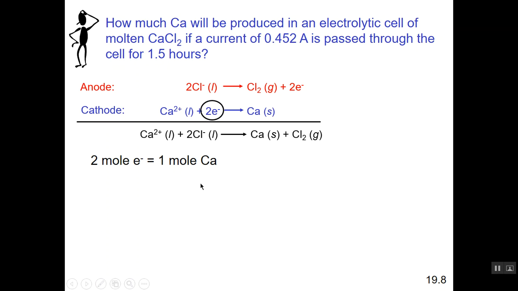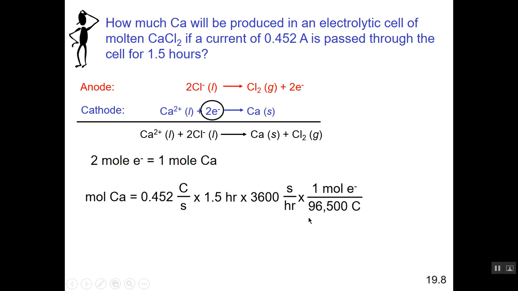So the way we'd go about solving this is that we determine firstly the charge. So therefore we multiply the current, which is 0.452, measured in amperes, which is the same thing as coulombs over seconds, and we multiply it by the time. So the time would have to be converted to seconds. So we start with the 1.5 hours times 3600 seconds per hour, and then we multiply that by the mole ratio, or not the mole ratio, but the conversion factor, which represents the Faraday constant.